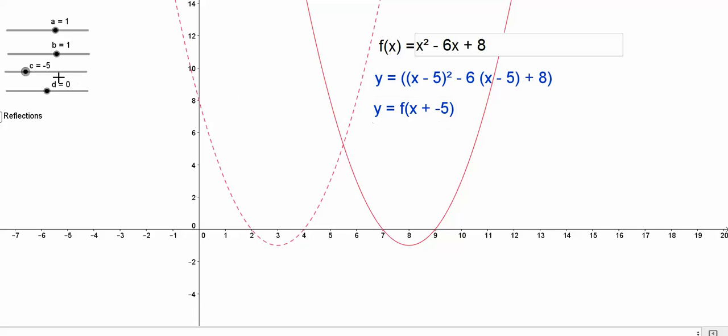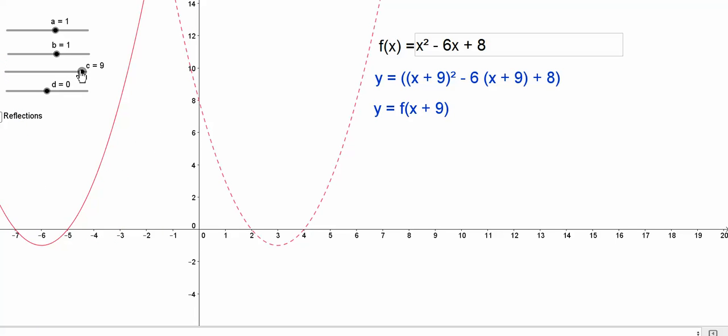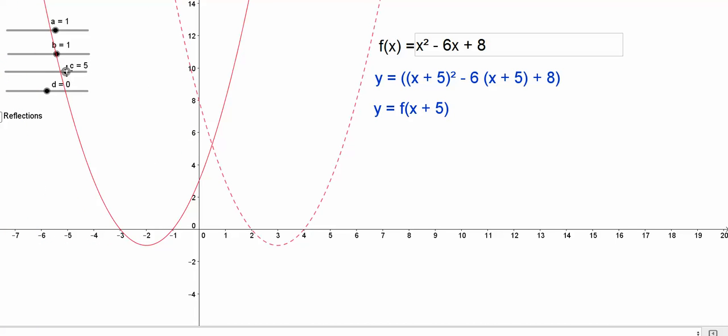Alternatively, if we added 5, like that, that is a translation of factor minus 5 parallel to the x-axis. So in this case, by adding 5 to x, we go parallel to the x-axis in the negative direction. So we say that that is a translation of factor minus 5 parallel to the x-axis.